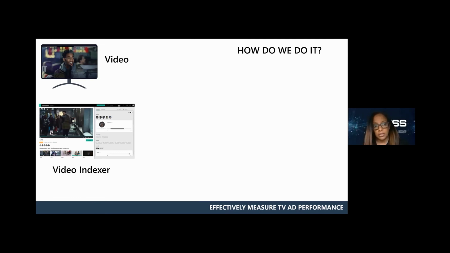So the way that this works was we took the video and we ran it through a tool that was called Video Indexer at the time. And the Video Indexer extracted the images of the people in the videos, and also information about the video, like the script and other things, right? And so we then took the images that it extracted of the people in the video and ran them through the Face API.